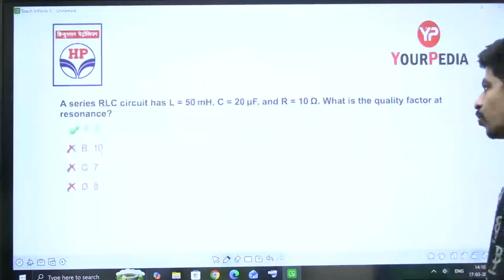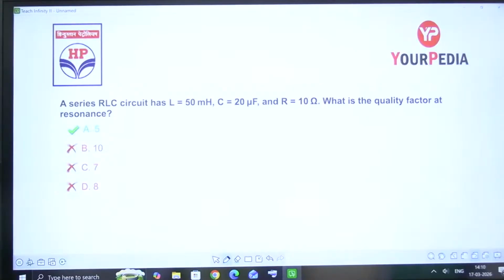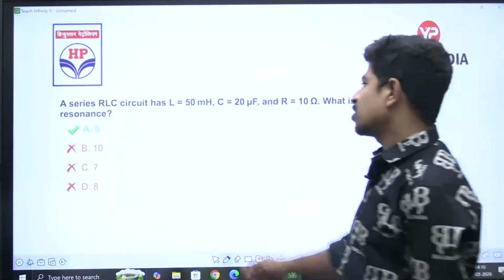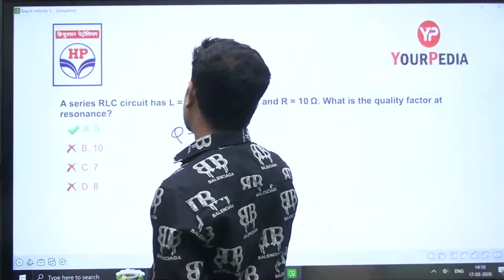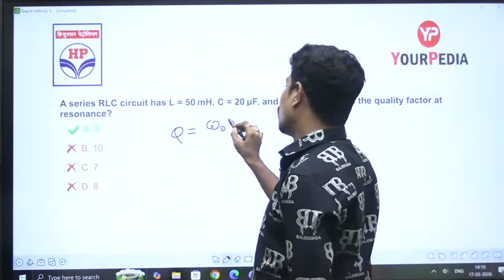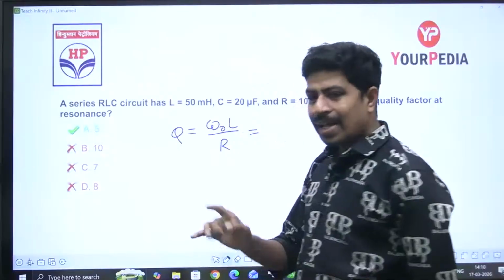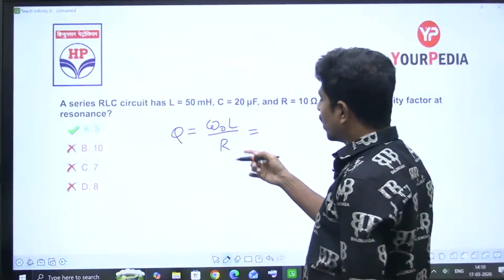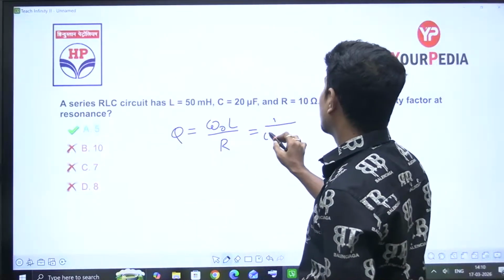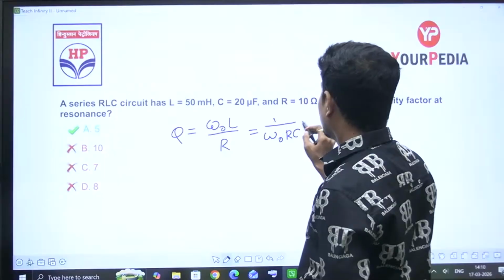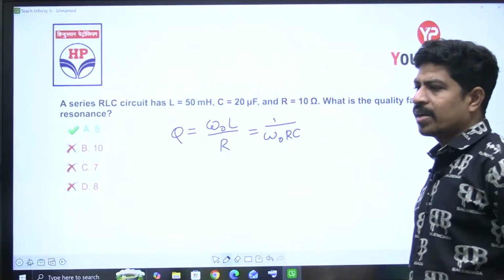L is equal to 50 millihenries, C equal to 20 microfarads and R is equal to 10 ohm. What is the quality factor at resonance? Just now I told you, for series RLC, either you can take omega naught L by R or you can take 1 by omega naught RC. Quality factor we have to find at resonance only.